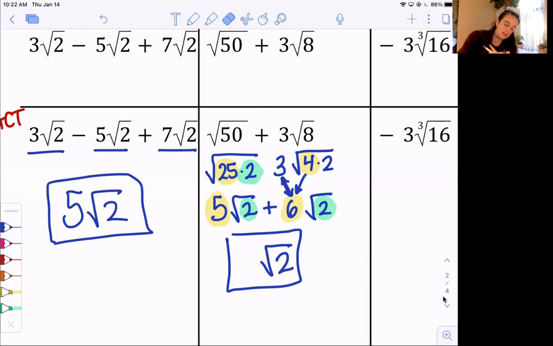So then what is my answer? It's not 7. What would it be? 11. Yes. Appreciate you all correcting me in the chat. You are absolutely correct. The 3 from the beginning combines with the 2 from the 4 to make 6. Yes, appreciate that. Thank you. Cool. So we'd have 11 square root 2.